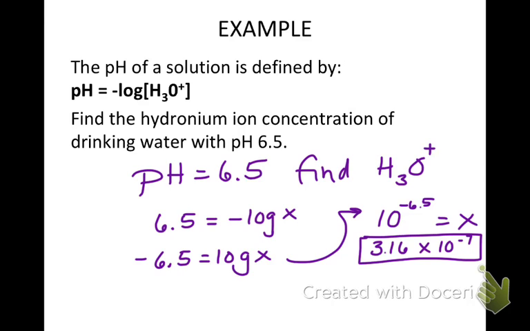Kyle? Question? So how did you, is the 3.16 a basic? Like, what do you mean? How did you get the 3.16? When I typed in 10 to the negative 6.5 into my calculator.